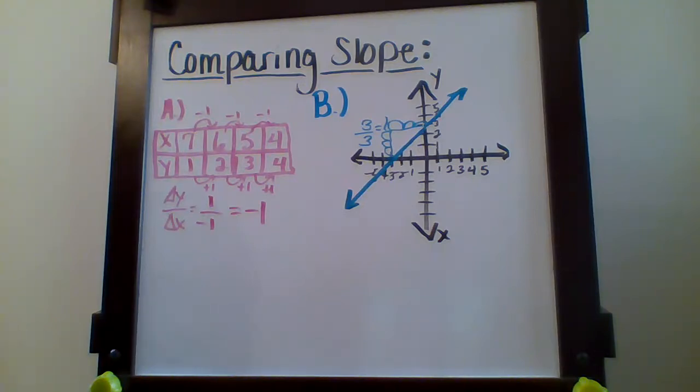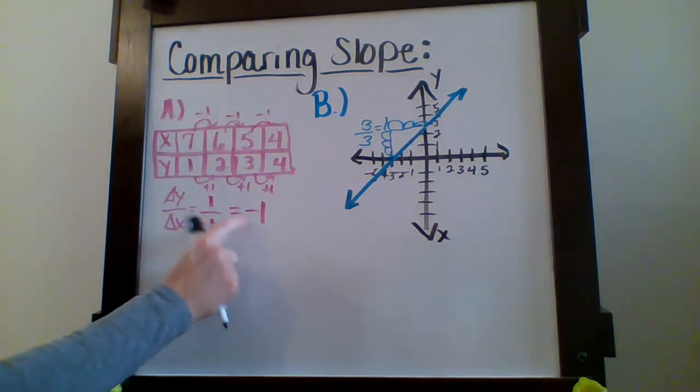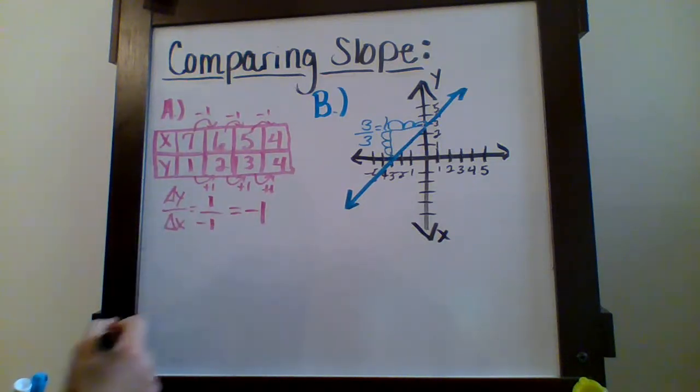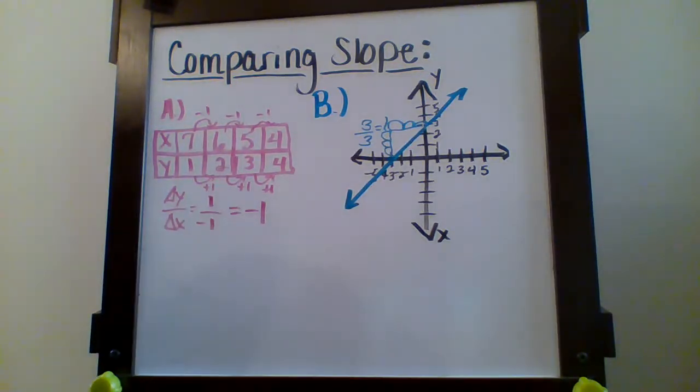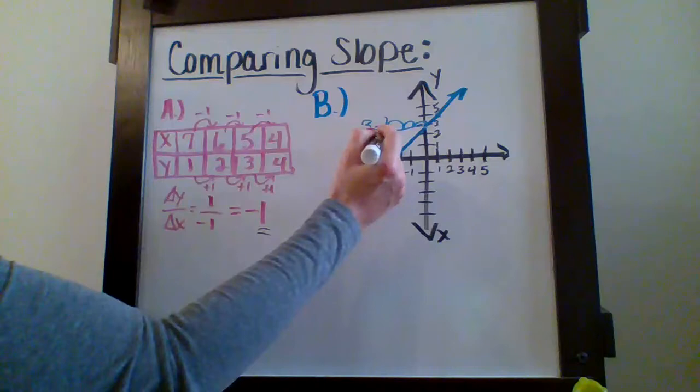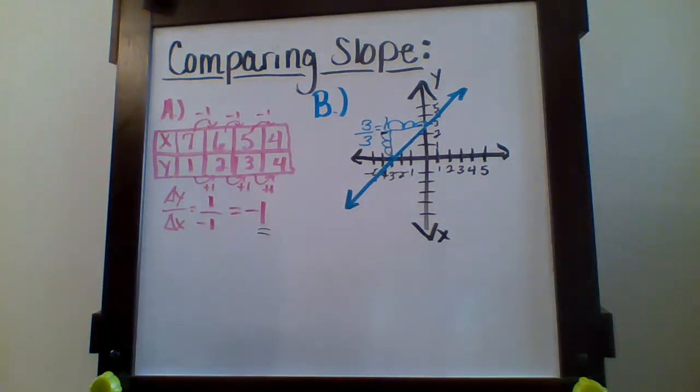So if I'm going to determine which one is greater, remember a negative only tells me the direction. We're looking at the digit itself. So these slopes would be equal. There is not a slope that's greater or less because they both have the digit 1. So this is an example of slopes that are equal.